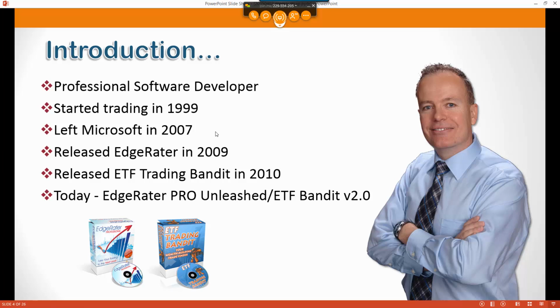Since then, in 2010, I released another program, which is a kind of subset of EdgeRater. It was designed for people who only wanted to follow one particular strategy. So it was a cheaper version of EdgeRater essentially, just focusing on the one strategy. But today, most people use EdgeRater because it contains everything. So even though there are two programs, don't get confused. If you still want to use the cheaper standalone version, the ETF Trading Bandit, that's fine. It still works. It's still great.